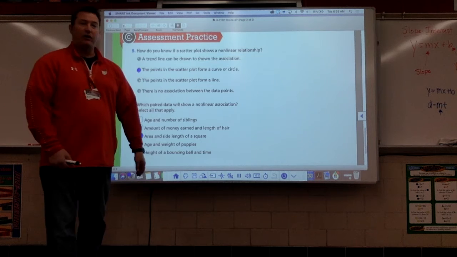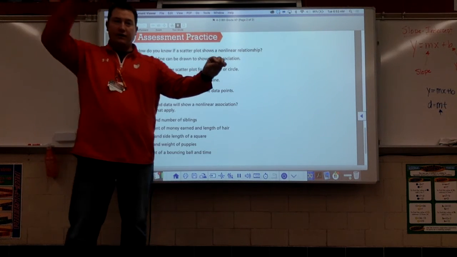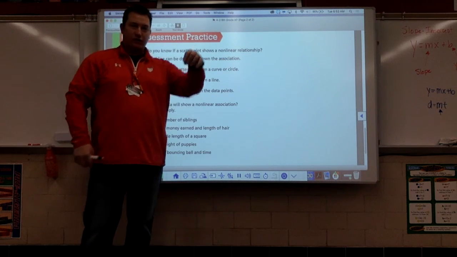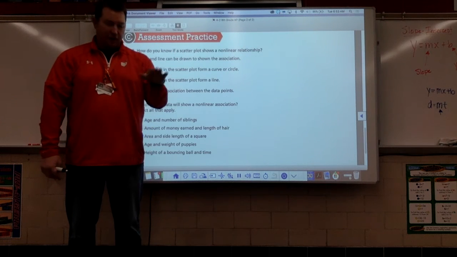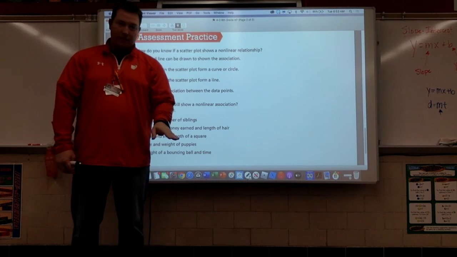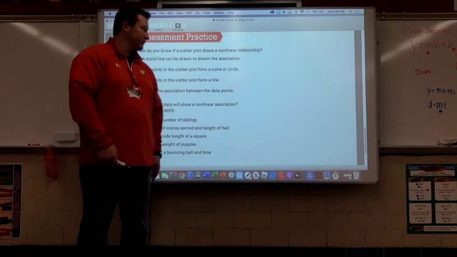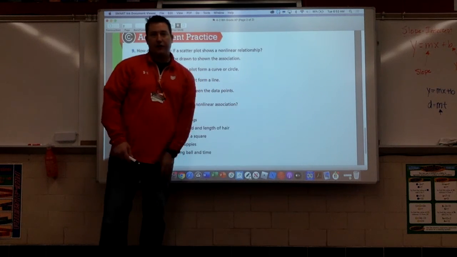Height of a bouncing ball in time. So as time goes on, the height of that ball, right? I'm sure if we had a tennis ball here and I dropped it, it's going to bounce back up, and then it's going to come up a little bit more and a little bit more, and then it's going to definitely take that curve pattern there.